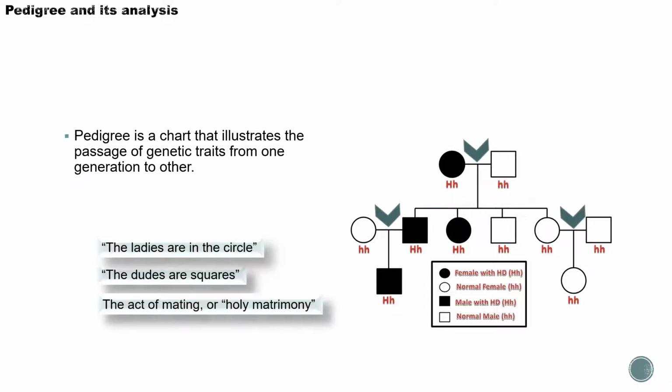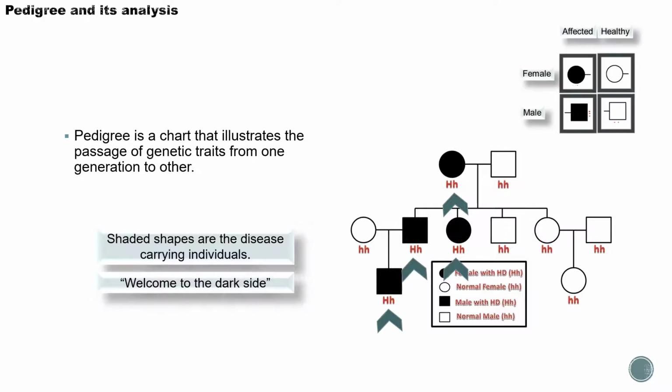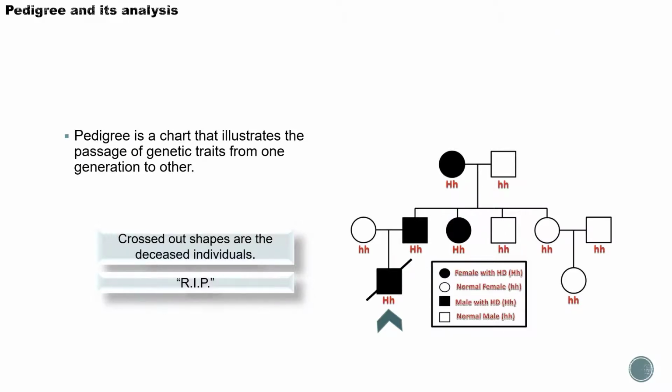The horizontal lines indicate the act of mating, except when it is above the shapes, which determines offspring of the same pair of parents. The shapes shaded are affected individuals, while the healthy individuals are clear or white in nature. The shapes with a slash across represent a deceased or dead individual.